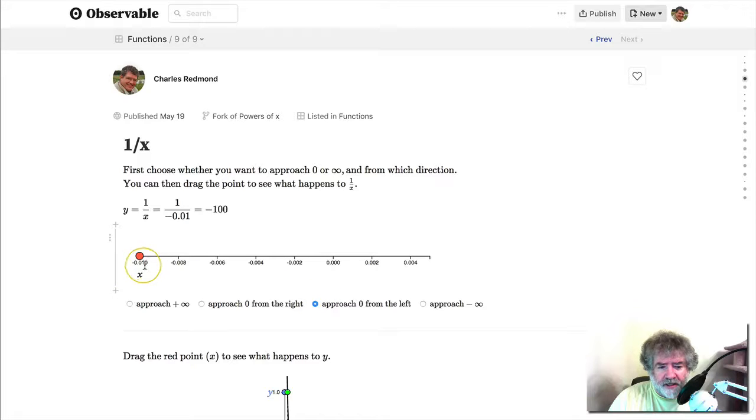So I start at -0.01. We head in towards 0. And it's the same thing, but again, all the numbers are negative.